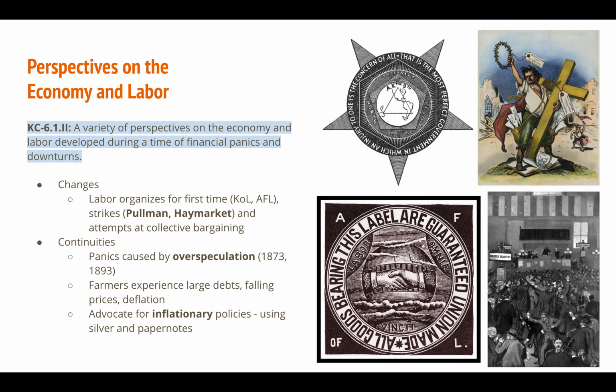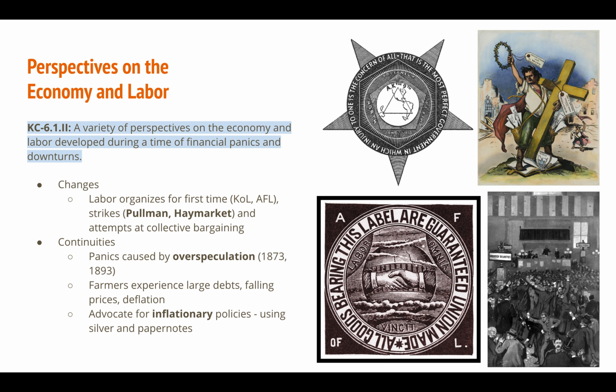All right, so a variety of perspectives on the economy and labor developed during a time of financial panics and downturns. So we see the rise of labor unions here, the Knights of Labor, the American Federation of Labor. They organized strikes. We have the Pullman strike, the Haymarket strike, the Great Railroad strike of 1877. And they tried to get better working conditions, that's higher pay, shorter hours, through collective bargaining, striking, picketing, boycotting.